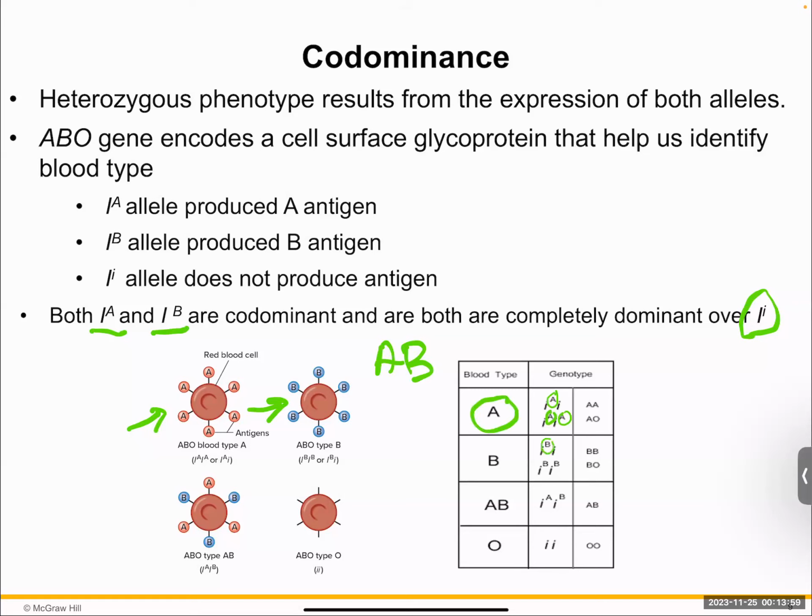If you have the heterozygous B or a homozygous B, that's how it is. And if you're heterozygous or A, that's how it is. Both of the alleles will be presented, with neither overshadowing the other. And if you have allele ii, then you have no antigen present, which makes your blood type an O blood type.